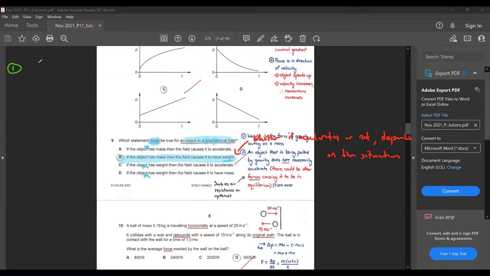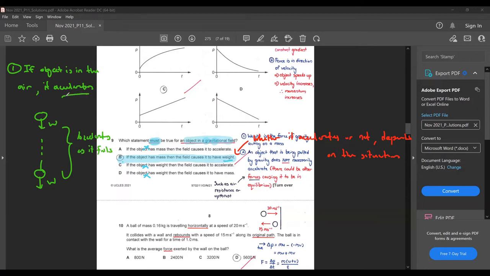The accelerating part is not something we want to bother about because it depends on the context. Okay, if the object is in the air, it accelerates. So if this is our object with weight W, it will go down. So it accelerates as it falls. This is number one. This one is where you have an object accelerating.